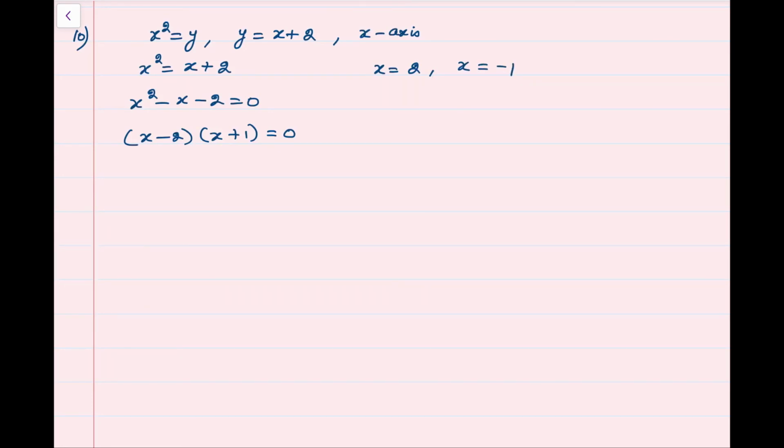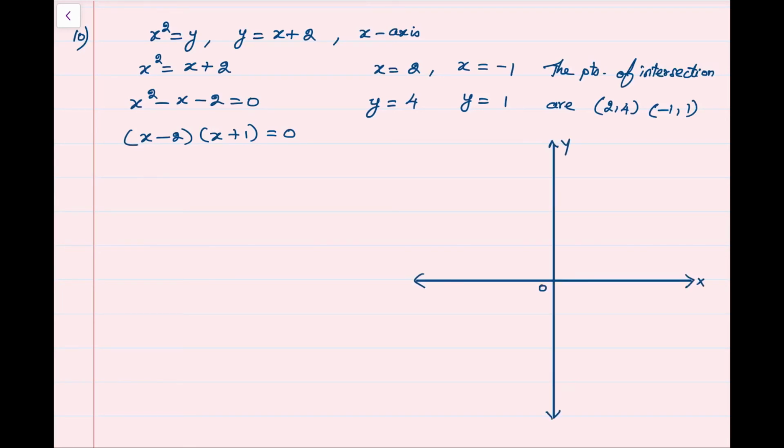The corresponding y values: y is x squared, therefore 4; y is x squared, minus 1 the whole square is 1. The points of intersection are 2, 4 and minus 1, 1. Let us draw the figure. It passes through 2, 4 and minus 1, 1 and the vertex is at the origin. Let us complete the parabola.